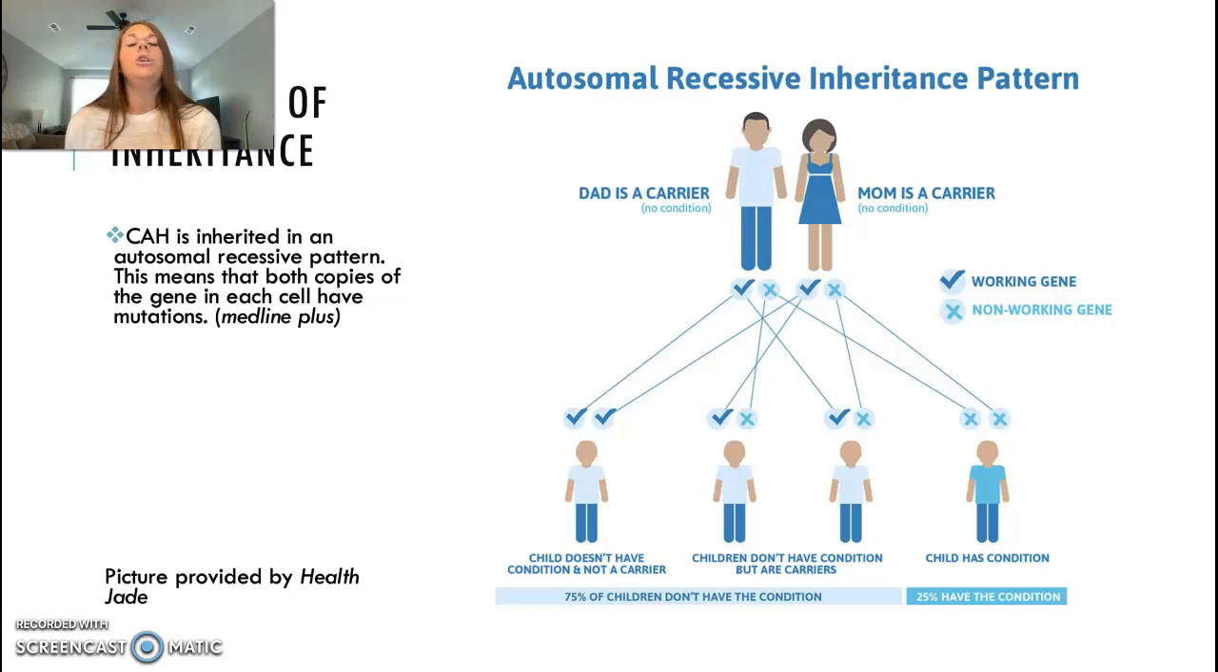Okay, the 2 middle children are carriers. So because both of their parents are carriers, one of their parents passes down a gene that is a carrier of the autosomal recessive pattern.